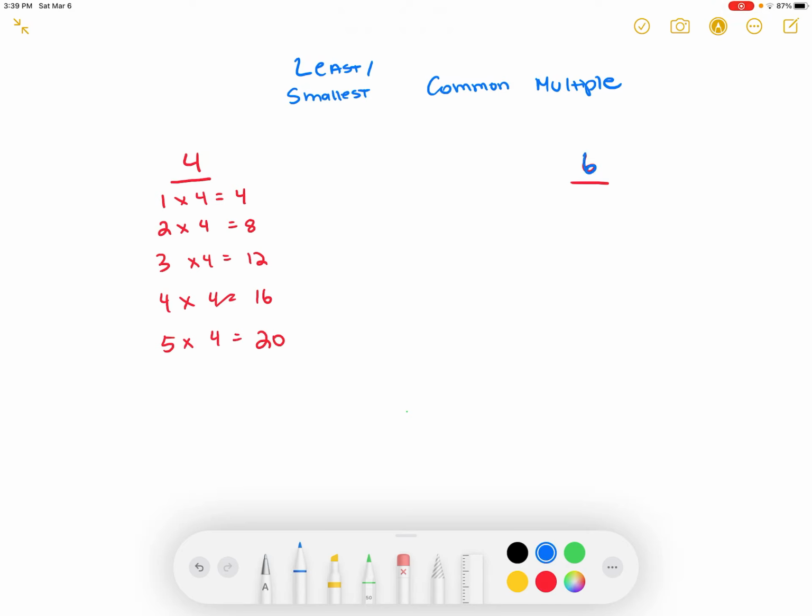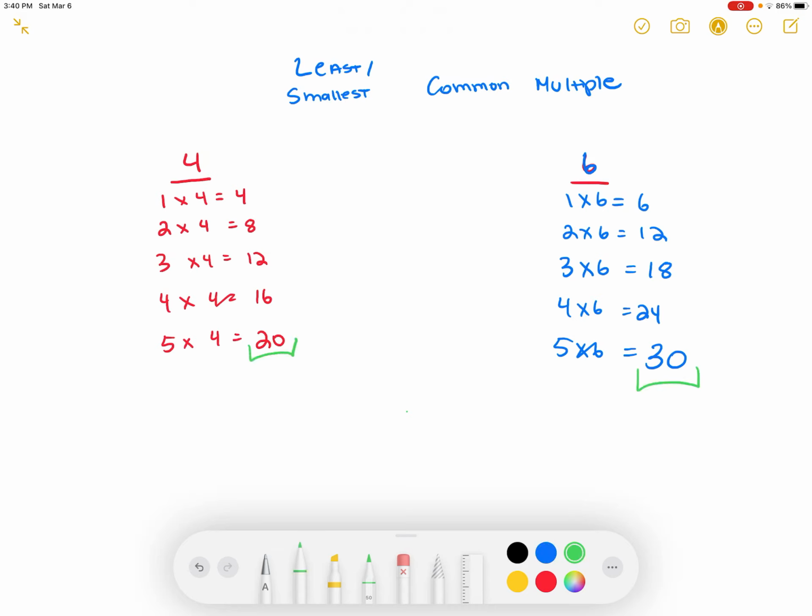For 6, here are the first 5 multiples. 6 1 times, which is 6. 6 twice, which is 12. 6 3 times, which is 18. And then 6 4 times, which is 24. And 6 5 times, which is 30. And then you say to yourself, okay, here are the multiples of 4, and here are 5 multiples of 6.